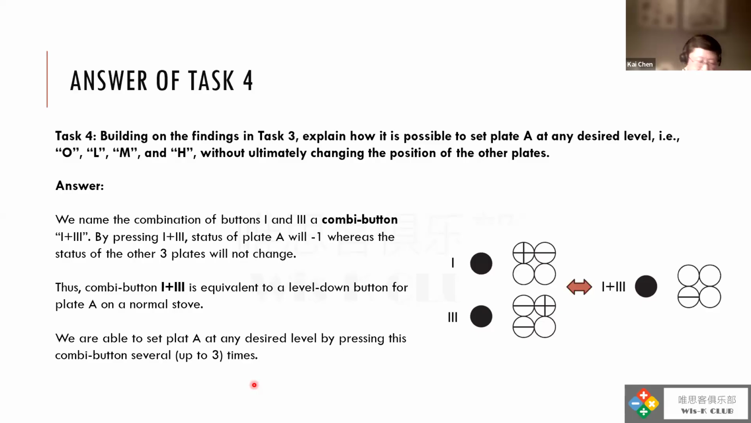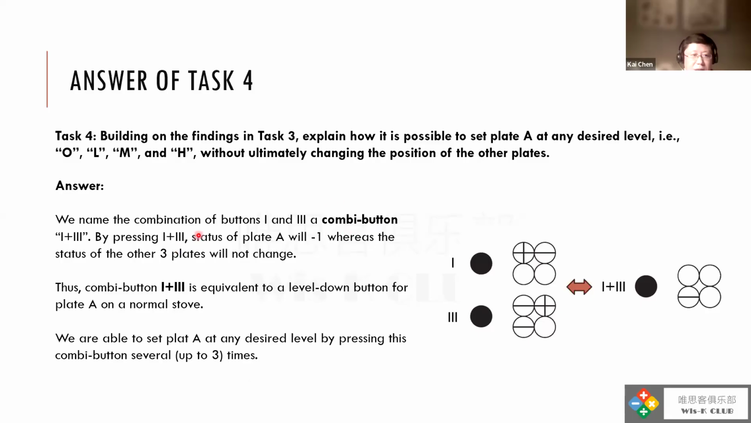as Bo and Vivienne explained. We can do it multiple times, and we know from task number 1 or task number 2 that we can do it as many times as we want, and that it's always modulo 4, and all 4 positions can be reached, right? And here we can call it a combi button.